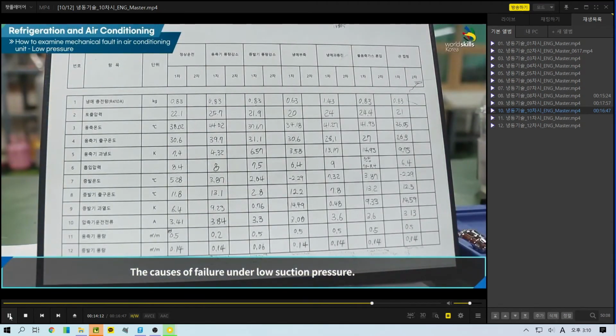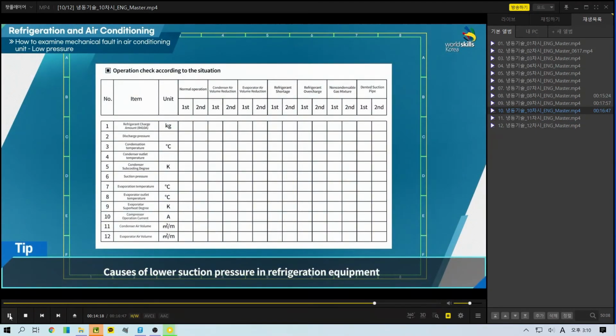We have reviewed 3 causes of failure operated under low suction pressure up to now. The reasons why the suction pressure in refrigeration unit gets lower comes from the failures of piping such as decreased air volume in evaporator, a lack of refrigerant, the dented pipe. In addition, there may be several causes such as valve lock, expansion valve lock, or failure. These are differences in the measured data depending on 3 reasons above.